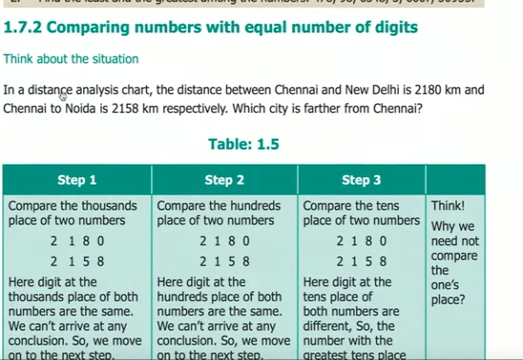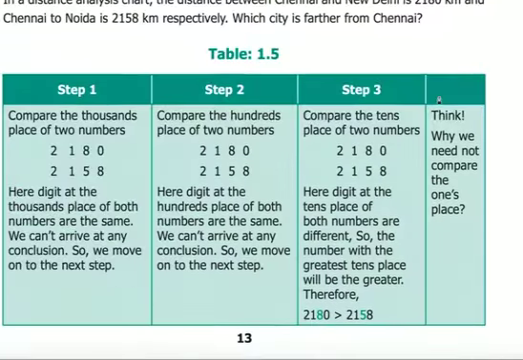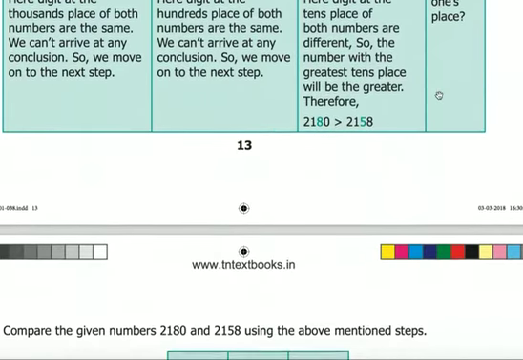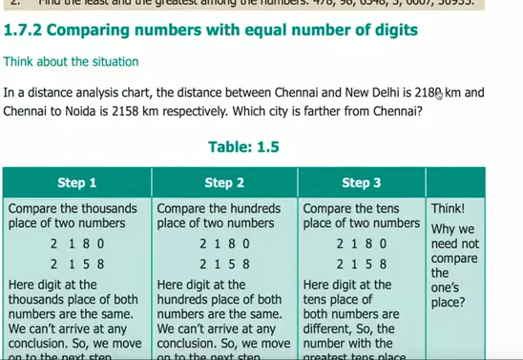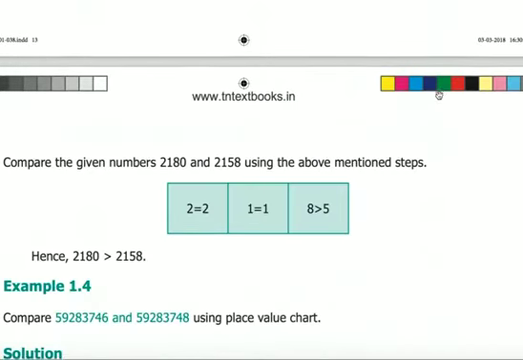Now you have to see the place value, right? 2, 2 same, 1, 1 same. In the tens place, 8 is there, here it is 5. Okay, so this is highest. Why you need not to compare ones place? Because 10 has more value than 1, right? That is enough.